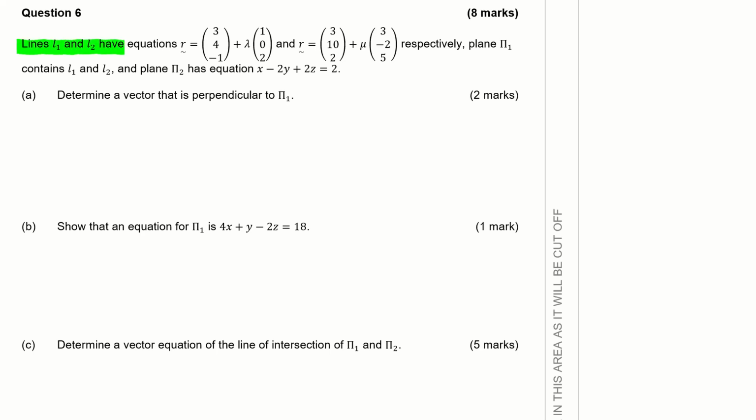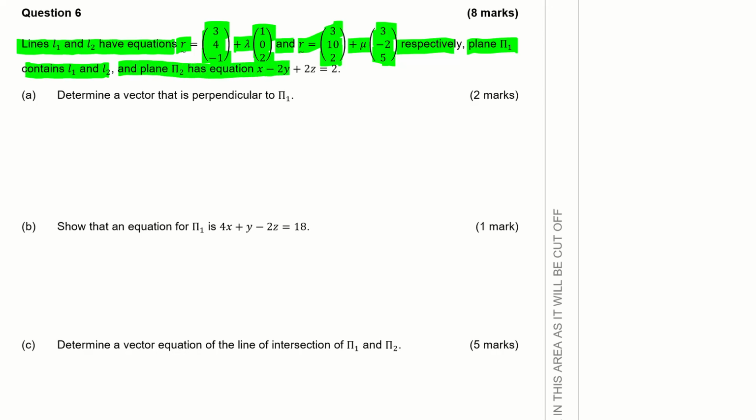Lines L1 and L2 have equations r equals (3, 4, -1) plus lambda (1, 0, 2), and r equals (3, 10, 2) plus mu (3, -2, 5), respectively. Plane pi1 contains L1 and L2, and plane pi2 has equation x minus 2y plus 2z equals 2. Determine a vector that is perpendicular to plane pi1.